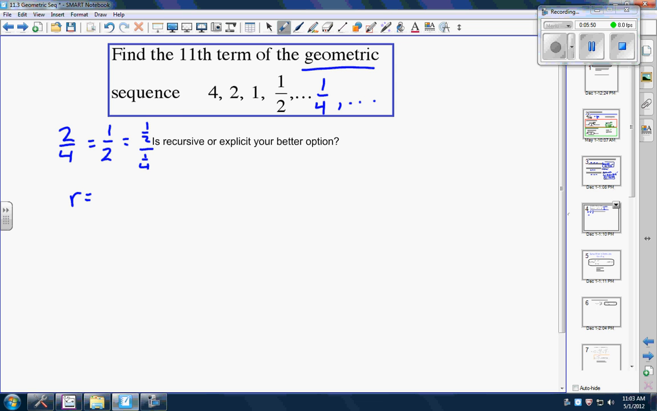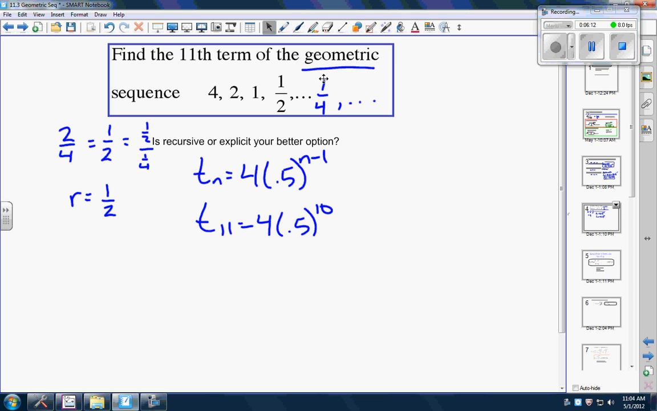Don't say the rate is 2. Okay, you need to say the rate is 1/2. So the nth term is 4 times 1/2 raised to the n minus 1. Okay, and you can easily check that and make sure it works. So if I want to find the 11th term, that's going to be 10, because obviously 11 minus 1 there.